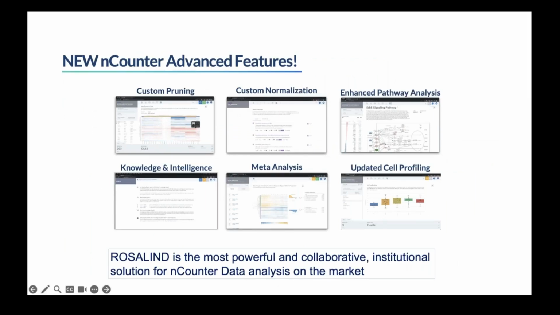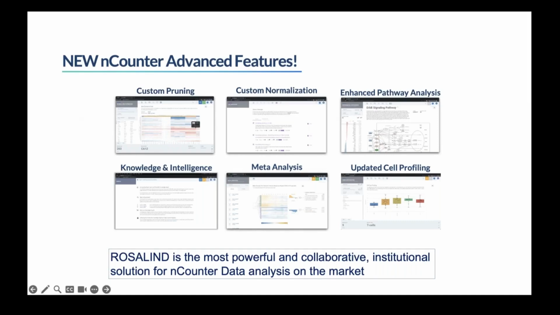The origin of this masterclass was that we wanted to launch it in conjunction with all of our new nCounter features. So we had some new custom pruning capabilities, custom normalization capabilities. We enhanced the pathway features, our intelligence and knowledge, meta-analysis and cell profiling. So we wanted to launch this masterclass educational series in conjunction with this to ensure you can get the best data analysis possible. And in my experience working with nCounter data and researchers over the past 10 years, Rosalind is the place to analyze your nCounter data. It's the most powerful and collaborative solution at the institutional level to analyze your nCounter data.